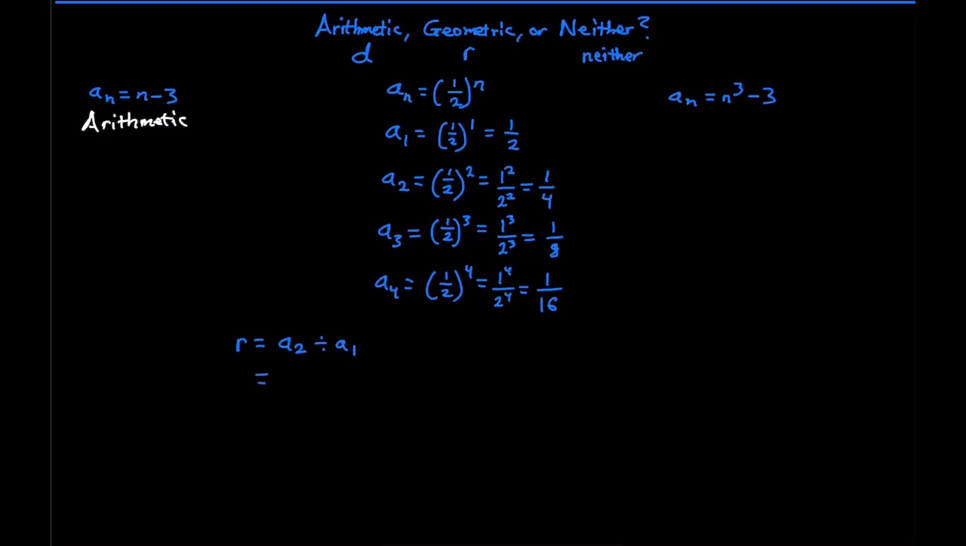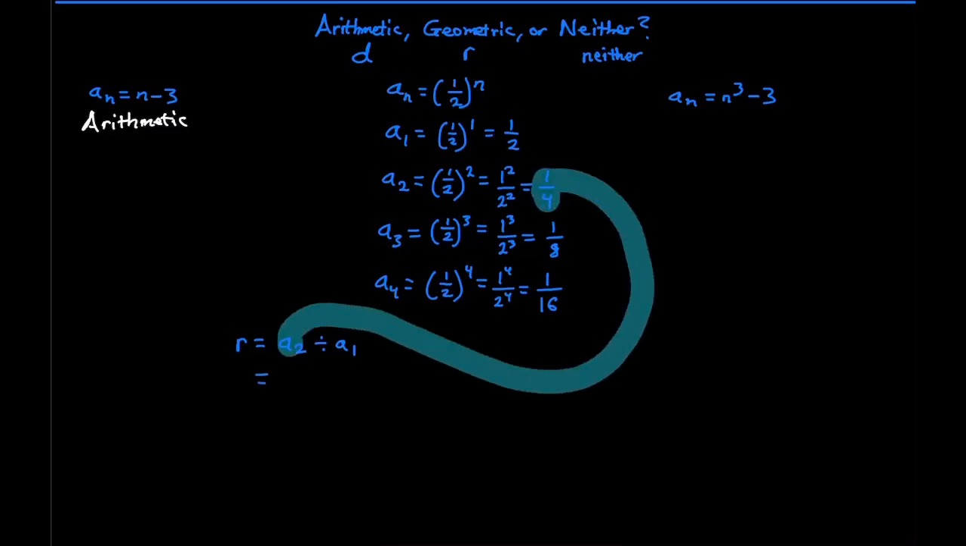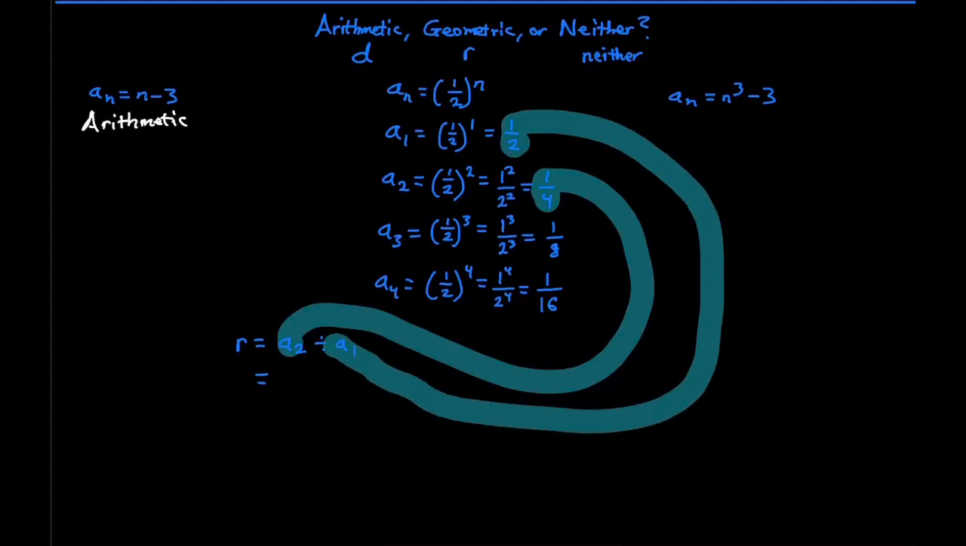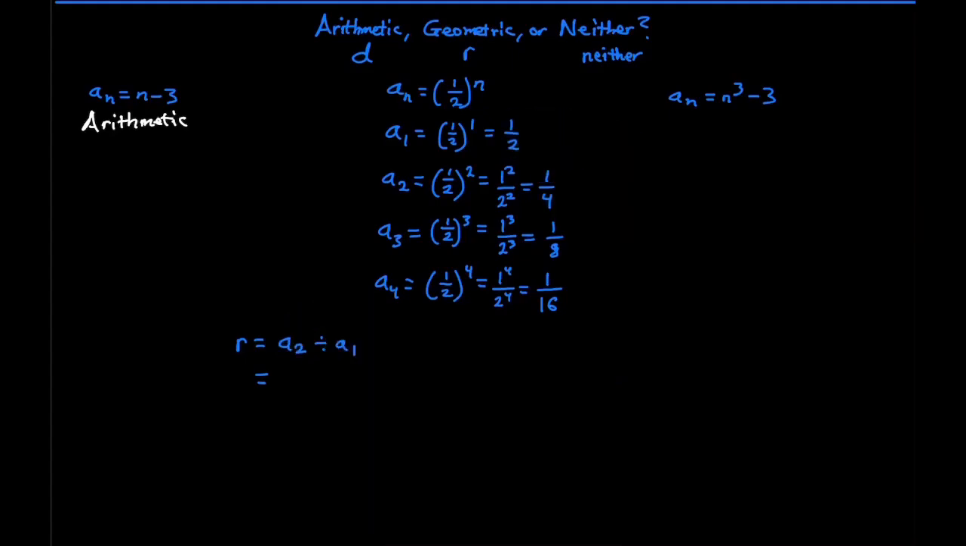And so A2 is the 1/4, A1 is the 1/2. Here you would keep, change, flip. You keep this one the same. You change the sign to multiplication and you flip the second fraction. Then you can multiply across. 1 times 2 is 2, 4 times 1 is 4. This reduces. Both of these can be divided by 2. So this will simplify to 1/2.